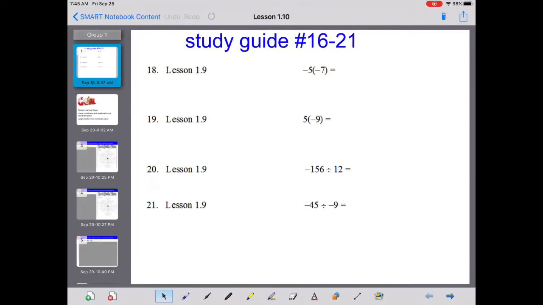This is lesson 1-10 from the Algebra Readiness textbook. For this lesson, you will need a pencil and your notes packet. Pause the video now to grab your things and do the study guide questions. Once those are complete, resume the video.